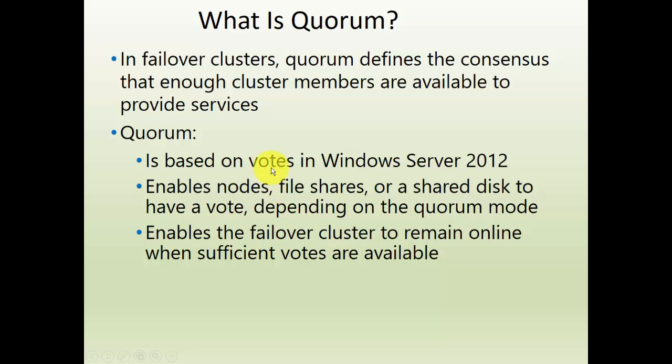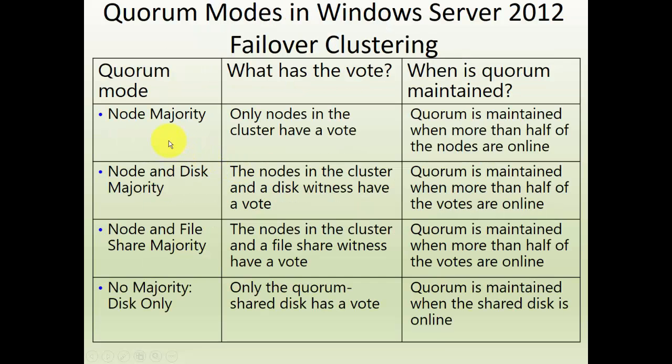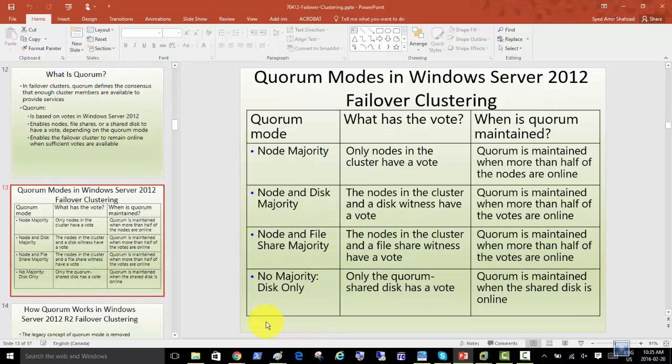So let's go a little further and try to see this. Now you need to explain this because this is very simple as well. Node majority, node and disk majority, node and file share majority. Interviewers asked me this one, quorum in clustering, as well as I was asked. So node majority. What is node majority? Only nodes in the cluster have a vote. Quorum is maintained when more than half of the nodes are online. So let me just draw that now.